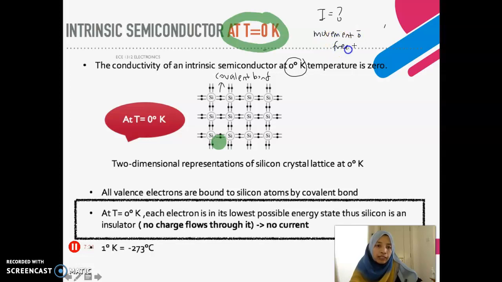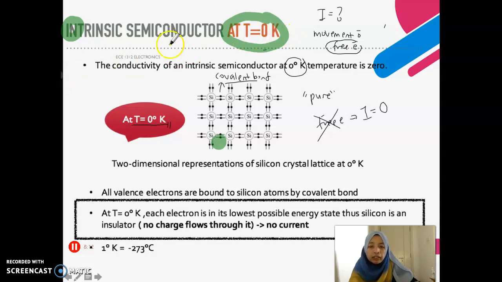of free electron. So if we look at this configuration here, all is pure. This is intrinsic, right? Pure. All the electron here is sharing together by covalent bond. Covalent bond is very strong. So we cannot see any free electron movement inside the pure semiconductor at T equal to 0 K. So when there is no free electron, means what will happen to the current? There will be no current at the pure semiconductor at T equal to 0 Kelvin.